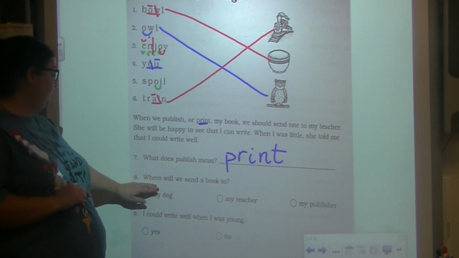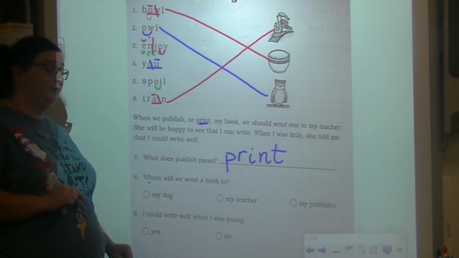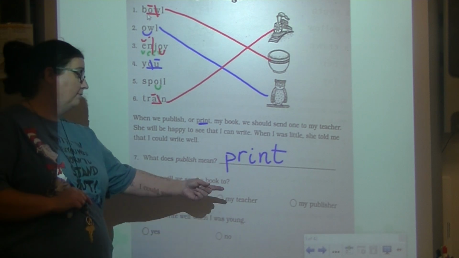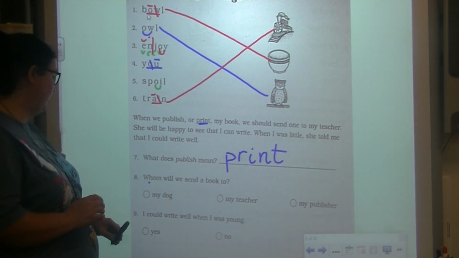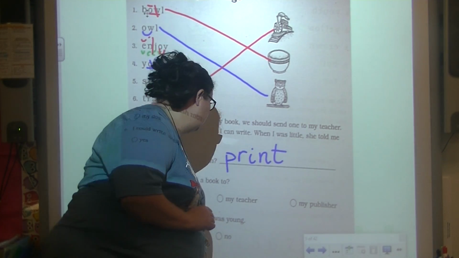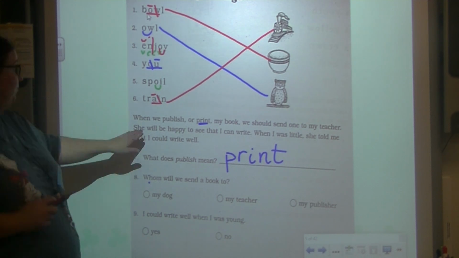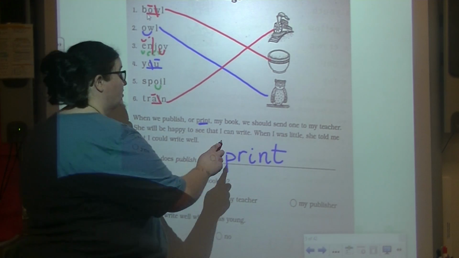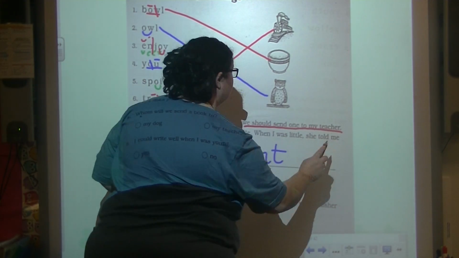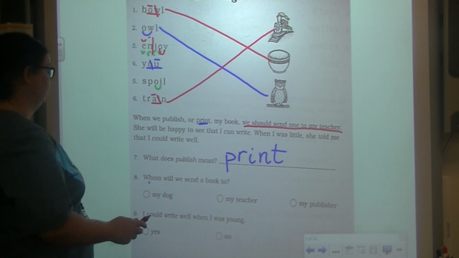Number 8. Whom will we send a book to? Your choices are my dog, my teacher, or my publisher. Okay, in that first sentence it says, when we publish or print my book, we should send one to my teacher.